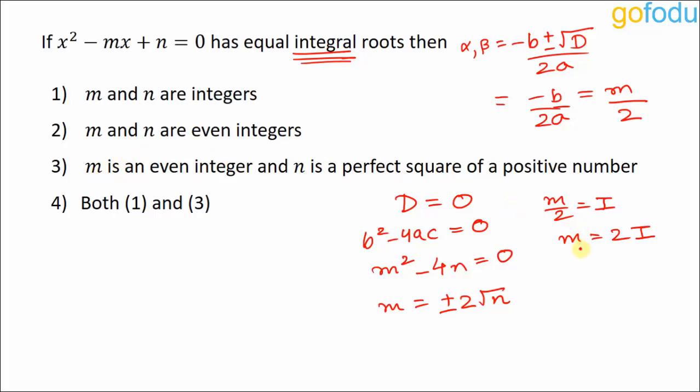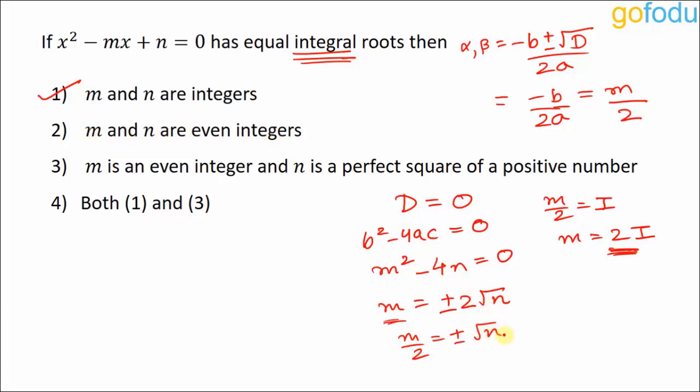Let's look further. Let's try to find something about n. Now m is an integer, that too an even integer. There is a 2 multiplied. So m is an even integer. And if m is an even integer, then m upon 2 will also be an integer, and if root of n has to be an integer, then n will also be an integer only. So both m and n are integers, this we can say for sure.